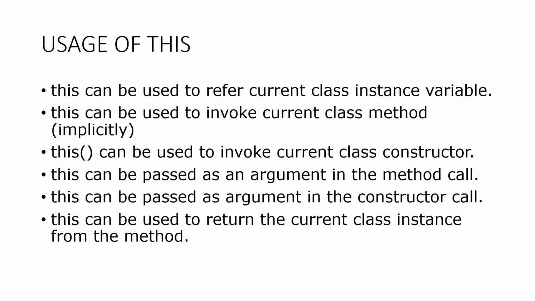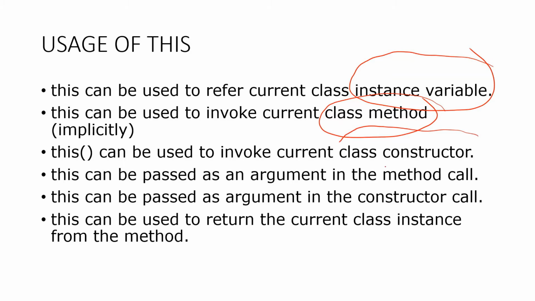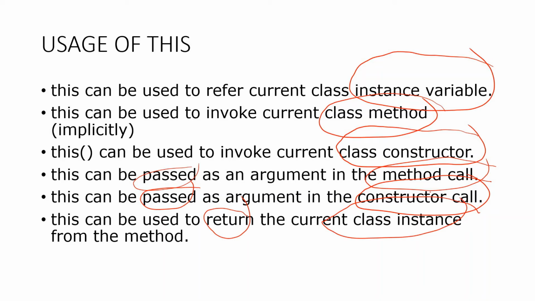This can be used to invoke the current class method. This can be used to invoke the current class constructor. This can be passed as an argument in the method call. It can be passed as an argument to the constructor call as well. It can be used to return the current class instance. So these are all the places you use the this keyword.